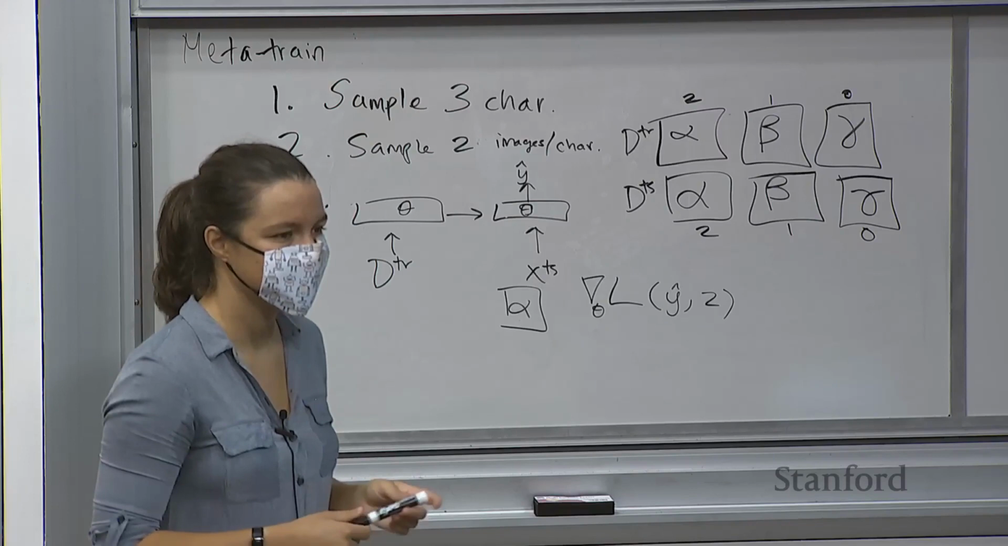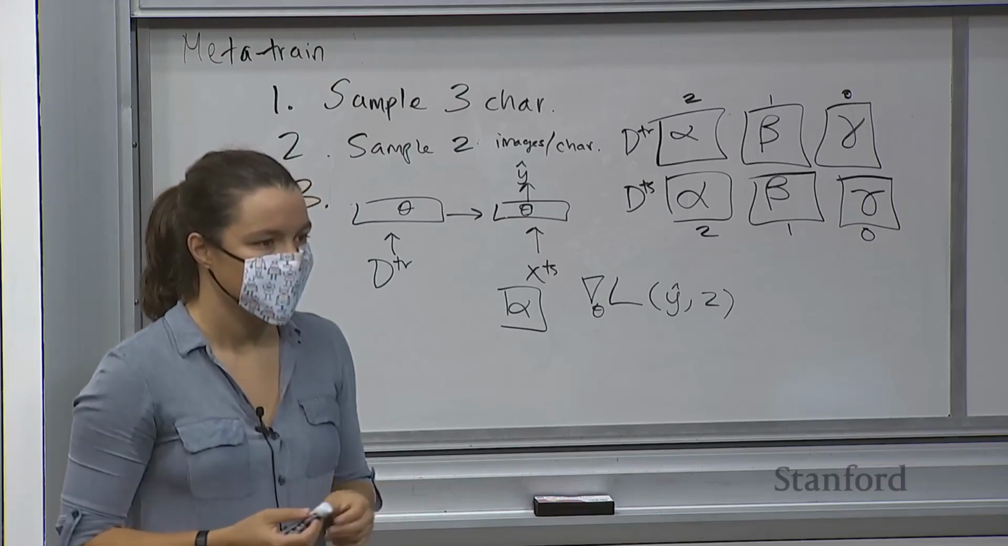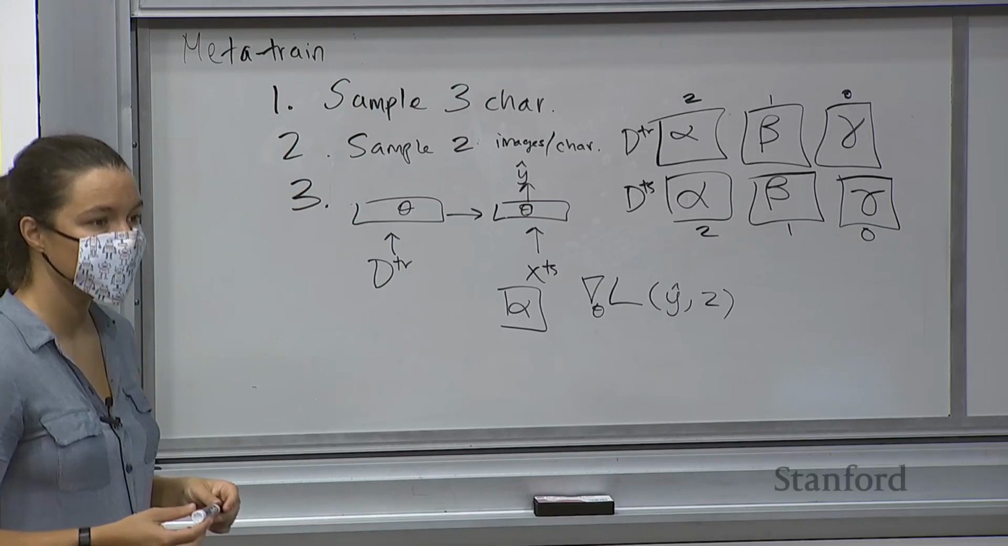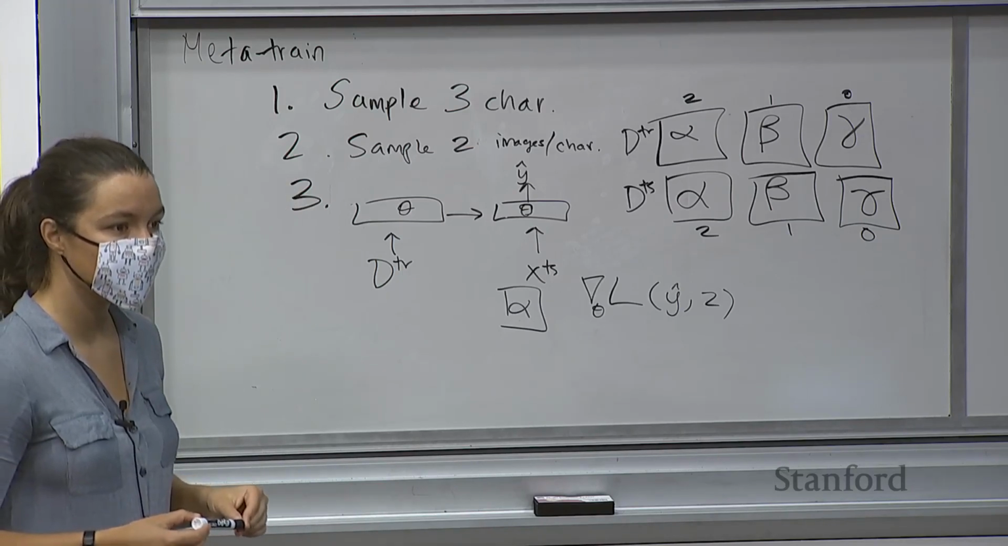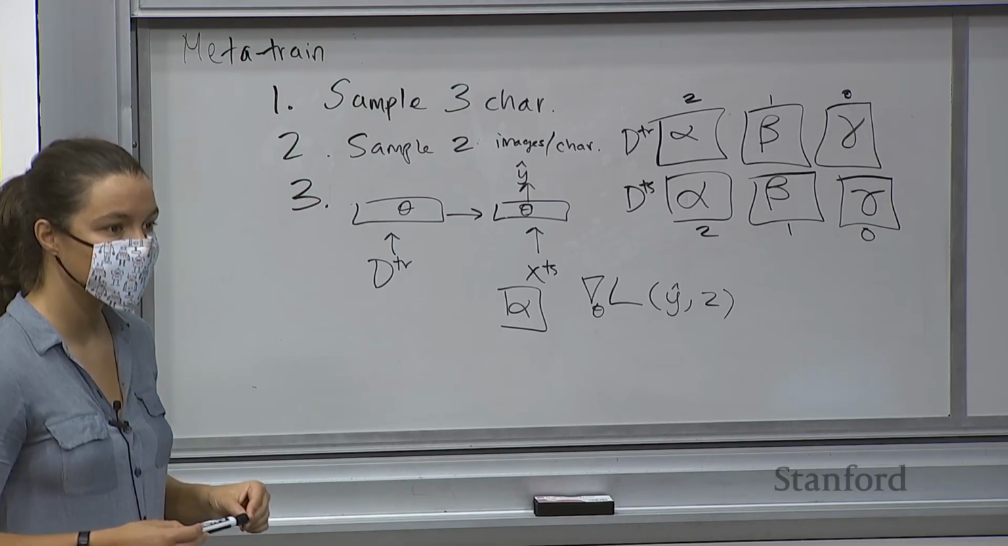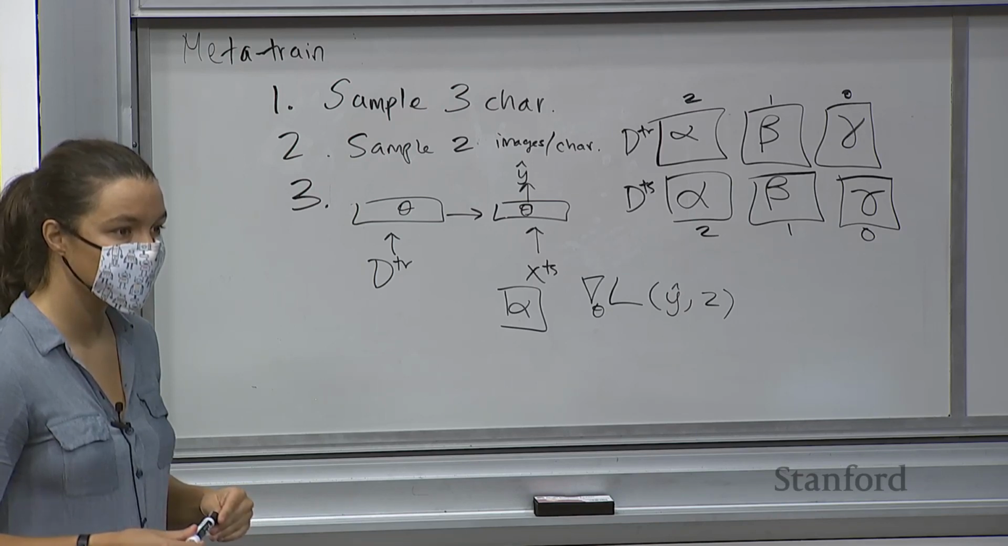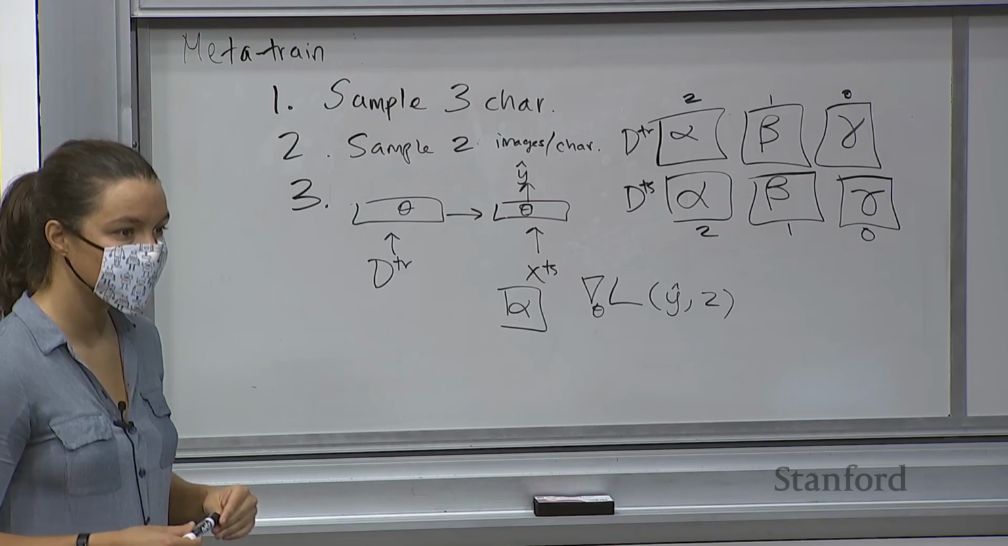Yeah? So for example, in this case, we have multiple instances of each character. Is it standard, for example, if our target task is one-shot learning, one-shot classification, that our meta-training tasks are usually also going to be one-shot?